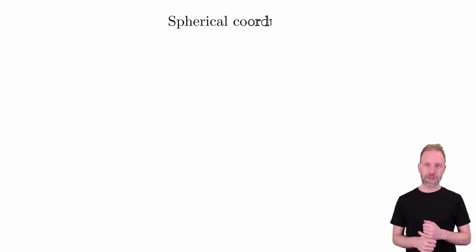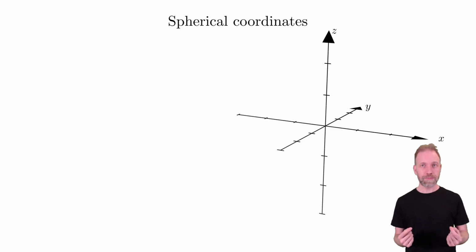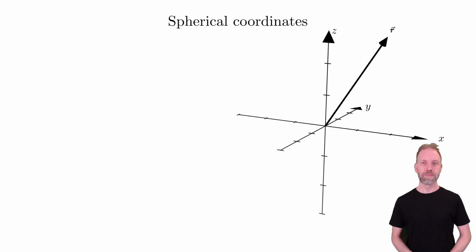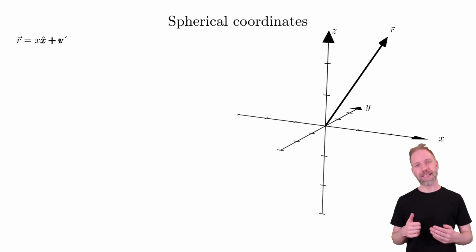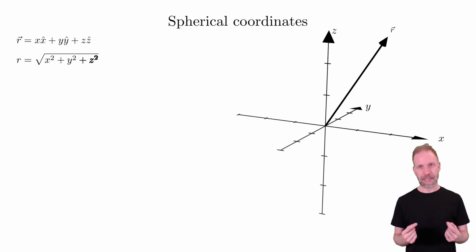Let's start by introducing spherical coordinates. Start by drawing the position vector r. We know from Cartesian coordinates that the position vector is given by the coordinates x, y, and z. Its length is given by the Pythagorean theorem.